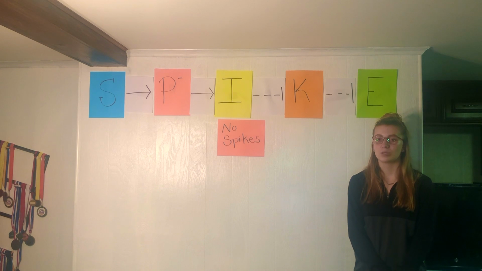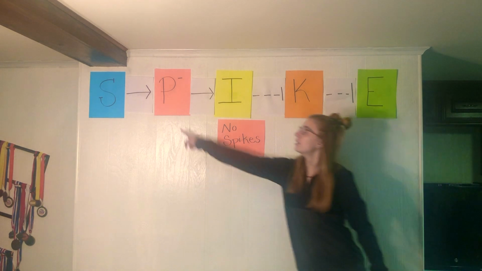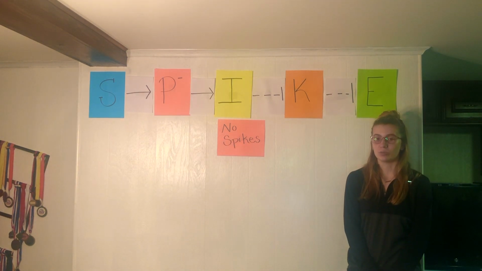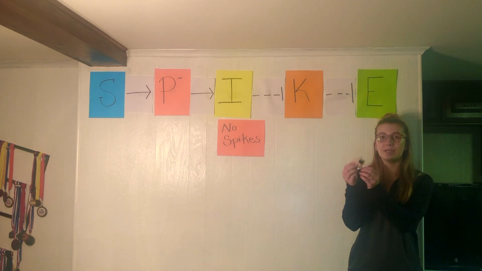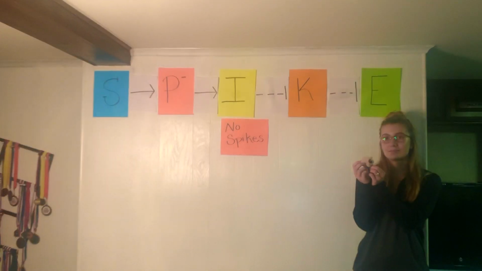Our first mutation we will examine is a mutation where the P is unable to function properly. This causes the pathway to not function properly due to the P mutation, and in turn, we will see a beetle born without spikes.